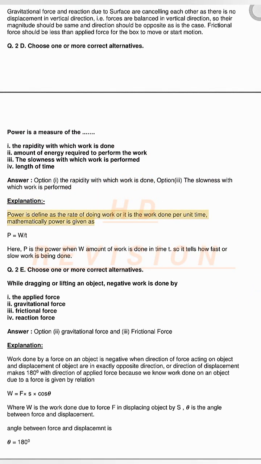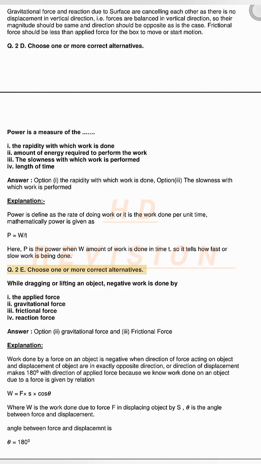Explanation. Power is defined as the rate of doing work, or it is the work done per unit time. Mathematically, power is given as P equals W by T. Here, P is the power when W amount of work is done in time T. So it tells how fast or slow work is being done.